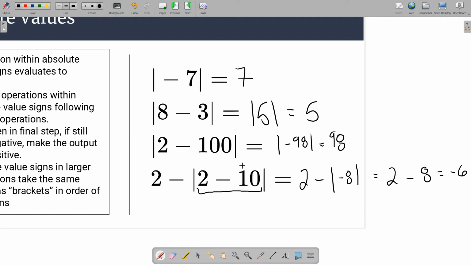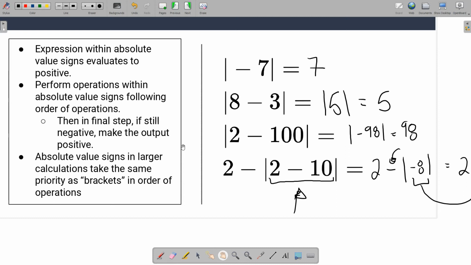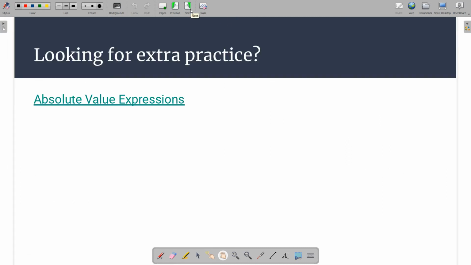So when absolute values are in a larger expression, we can certainly still end up with a negative. The important thing is that once we perform the operation inside the absolute value signs, like we did here, then it outputs to being a positive 8, but it still had that subtraction tacked on in front of it, which is why our final answer was -6. So essentially, they're treated just like brackets in the larger operation, and we'll flip the sign if it's negative.